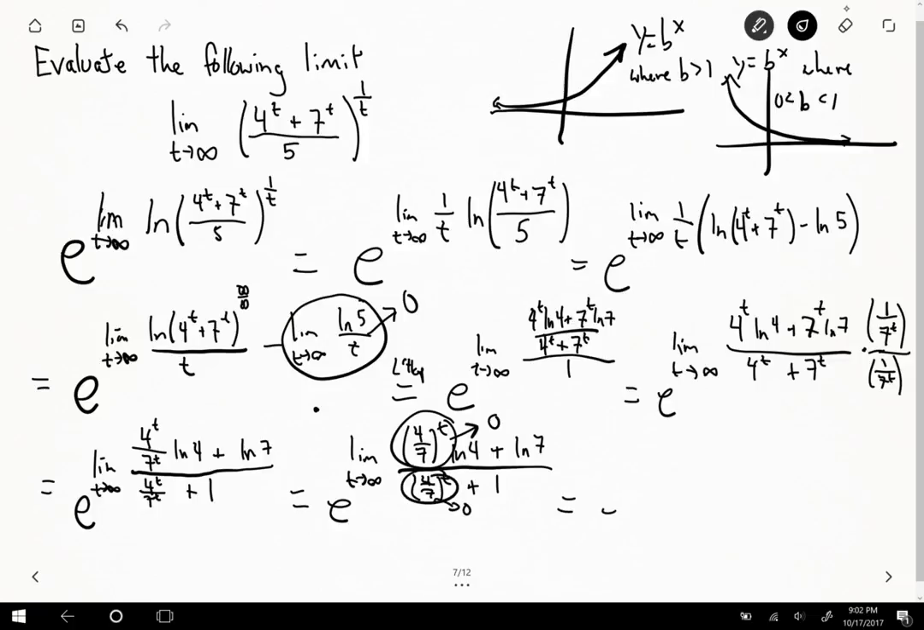So what we're left with is e, and then 0 times natural log of 4 disappears, but we have natural log of 7 up top, and 1 down below. That's just e to the natural log of 7, and notice that when you go e to the natural log of 7, the e and natural log, the way you can think of that is just canceling, and so we're left with just an answer of 7. And that's our final answer.